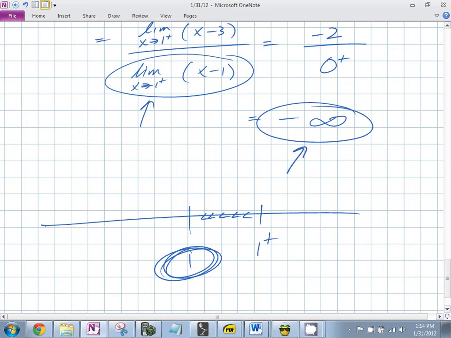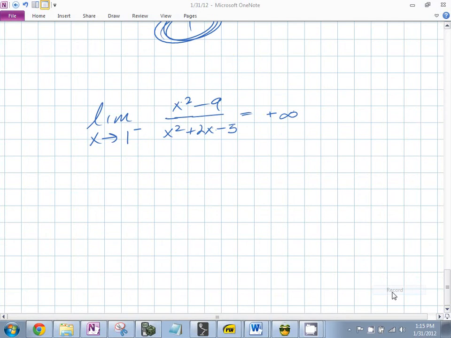What's the only thing we changed on this one? It's going from the left, right? The top will still go to negative 2, but the bottom is going to 0 from the left. What's a negative divided by a negative? Positive. That's where it comes from.